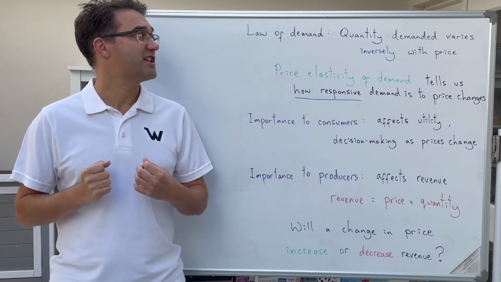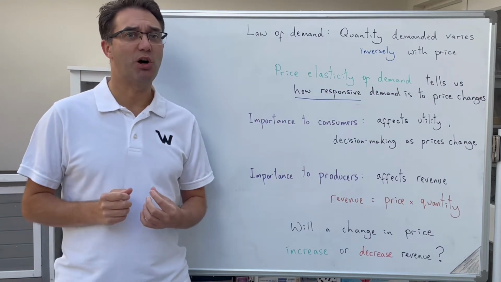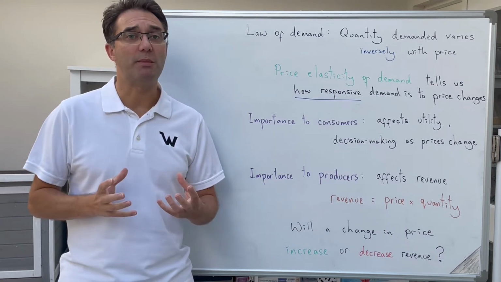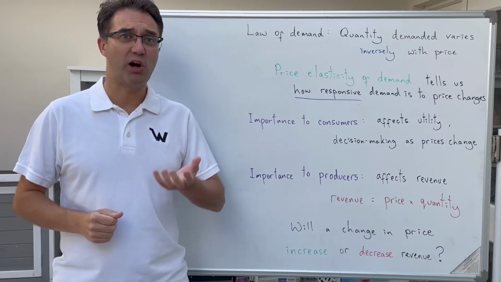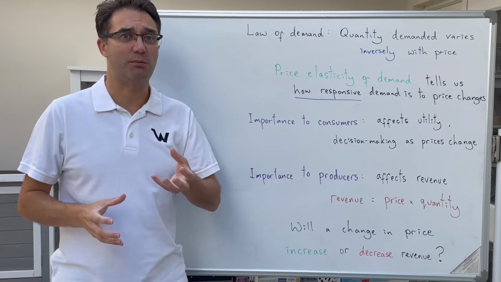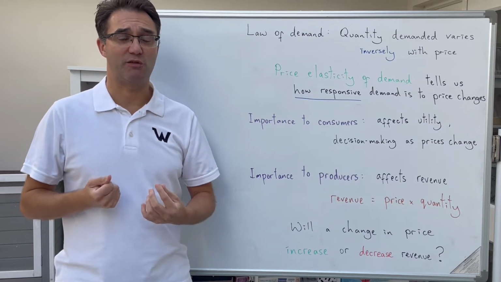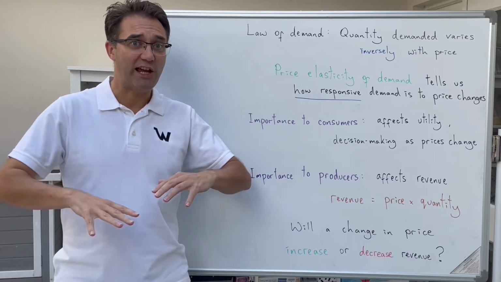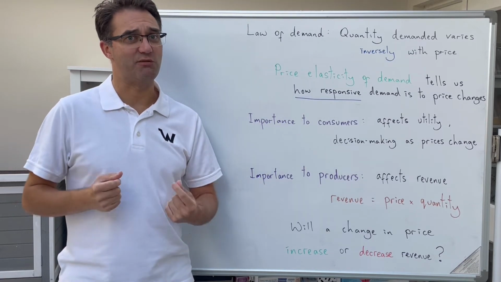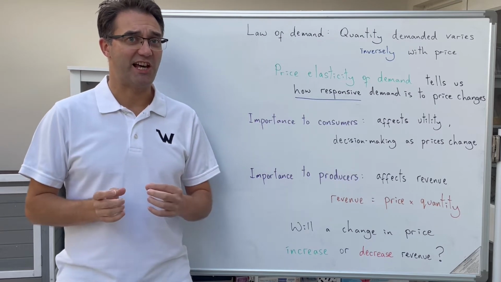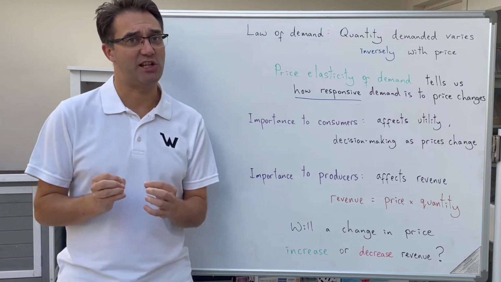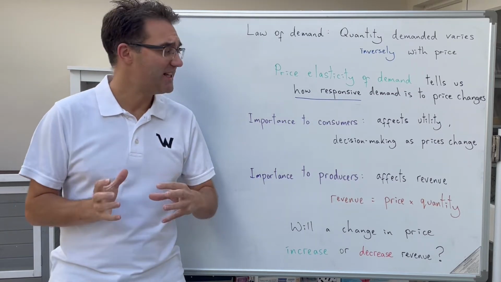The law of demand tells us that the quantity demanded of a good or service will vary inversely with its price. What we mean by that is that as price rises, consumers will buy less of a good or service. The quantity demanded will fall, and vice versa. If the price falls, consumers are likely to buy more of it. So that's the law of demand, and it tells us there's an inverse relationship. But what it doesn't tell us, and this is why we need to know about price elasticity, is how responsive that relationship is.